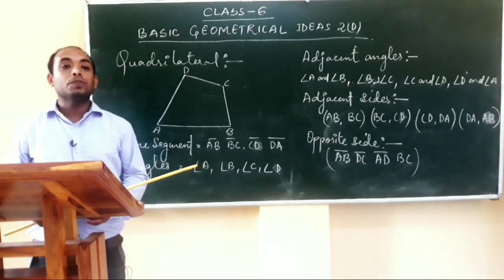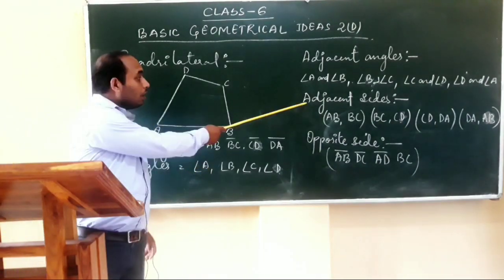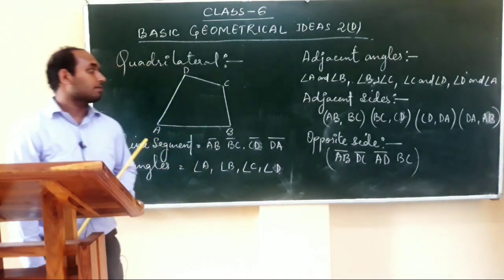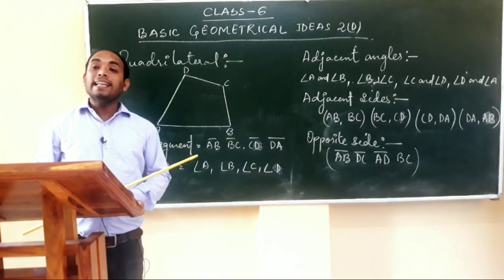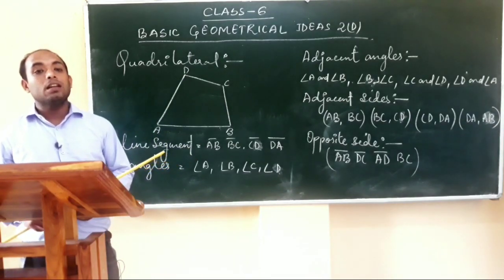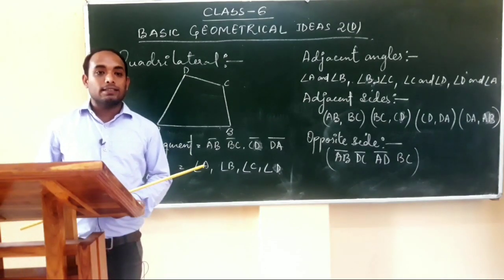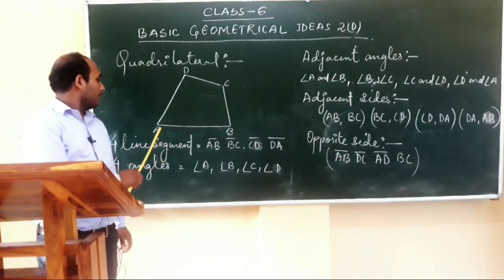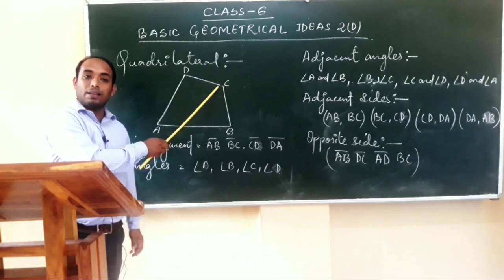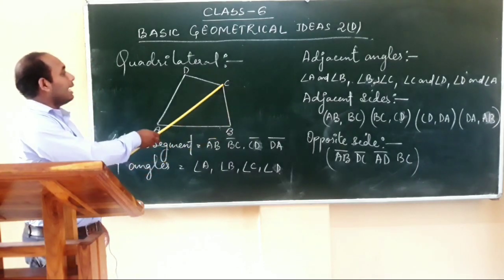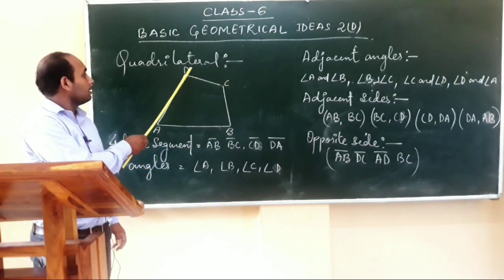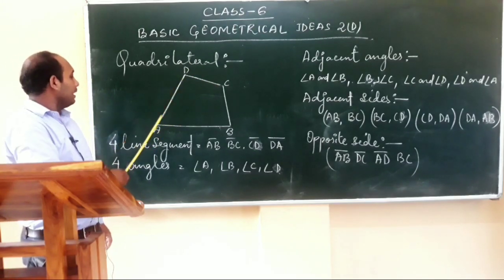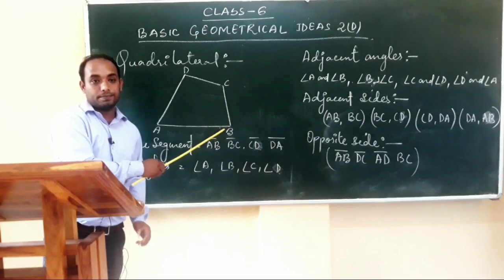Next, we come to adjacent sides. What is an adjacent side? Two sides having a common endpoint are termed adjacent sides. AB and BC is one pair, BC and CD is the second pair, CD and DA is the third pair, and DA and AB is the fourth pair.